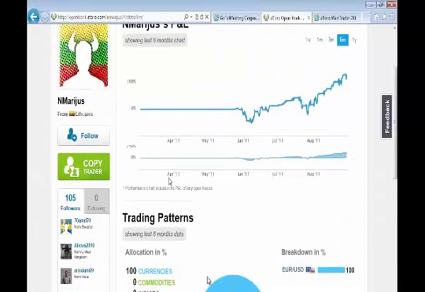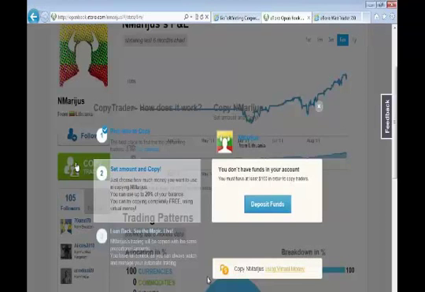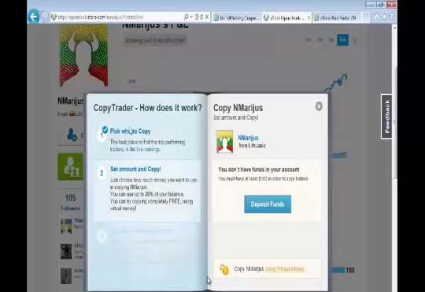That's overall what we can see about him. And you know what I think? I think that this trader knows what he's doing with regards of the euro dollar. So when it comes to trading the euro dollar, I would like to copy everything that he does. Let me click on the copy trader and see what happens now. How does it work? Pick who to copy. The best place to find the top performing traders is the live rankings. We just did that. Set amount and copy.